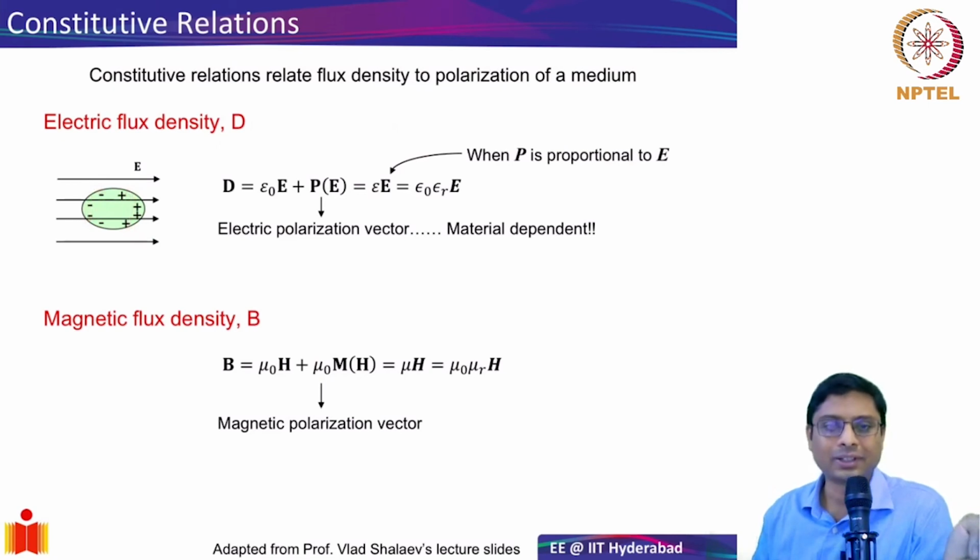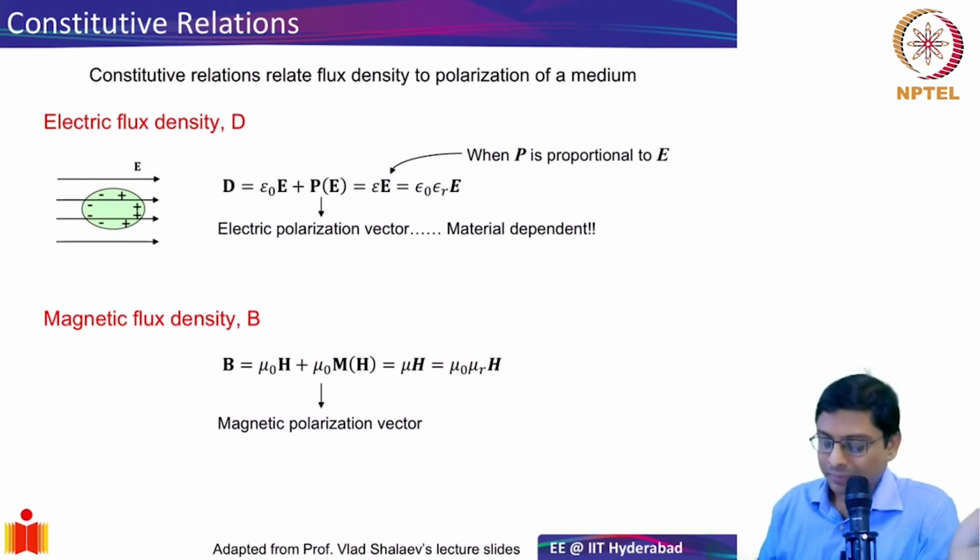This is for a linear distribution of polarization, or rather constant polarization. So what happens is the displacement flux density D is given by epsilon naught E, plus the polarization P which is contributing to it. So if I have vacuum, of course the polarization term is going to be 0. So what is this epsilon naught? Well, epsilon naught is the permittivity of free space, right?